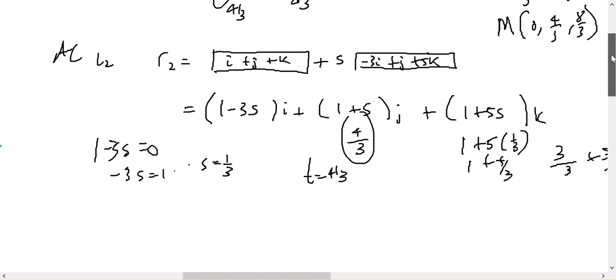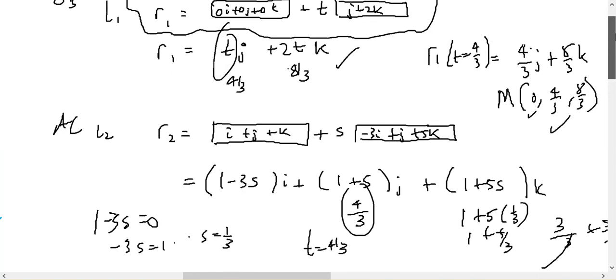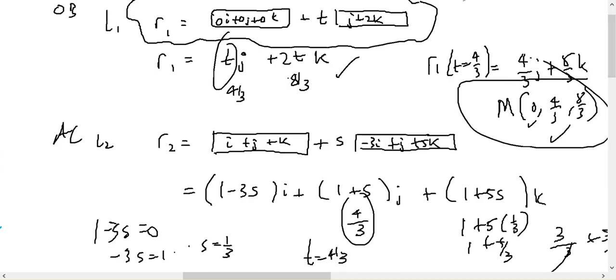Just to show you it doesn't matter which one to pick, if I choose 1/3 here, I'm going to have 1 minus 3 lots of 1/3, which is going to be 0, correct. I'm going to have 1 plus 1/3, which is 4/3, correct. And I'm going to have 8/3, correct. Same answer. So that is the position where the lines intersect.